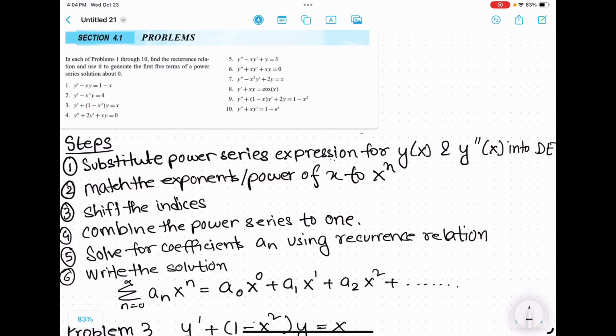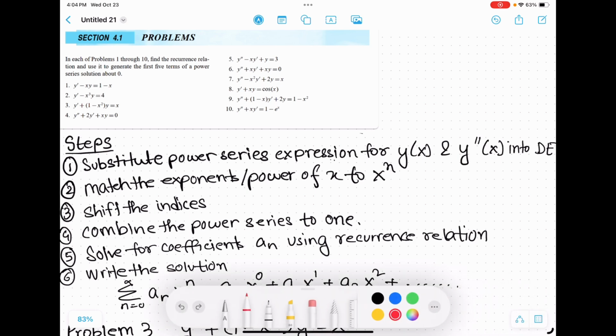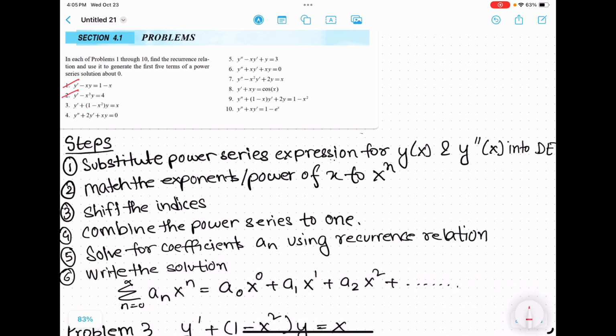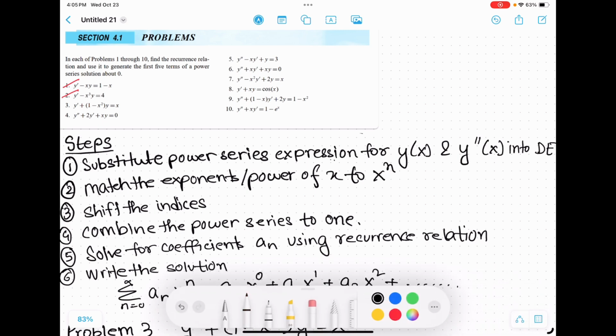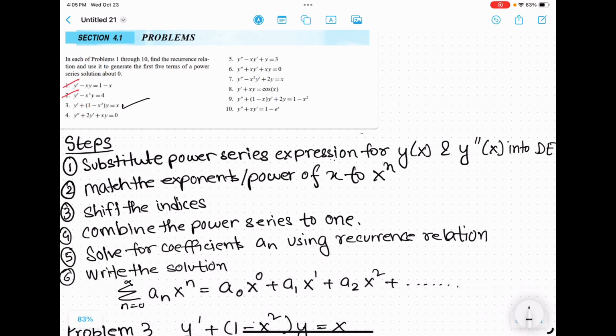So, in our previous videos, we did problem number 1 and problem number 2. And in this video, we'll do problem number 3. So, this one right here. Okay. Now, before we jump right into the problem, let's quickly do our quick revision for the steps like we have done for question number 1 and question number 2.